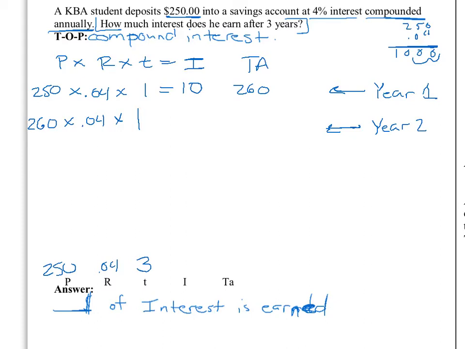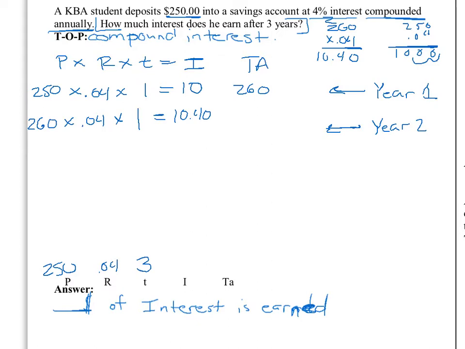So now I have $260 times 0.04. 0.4, carry the 2. 10.4. And I earn interest of $10.40.